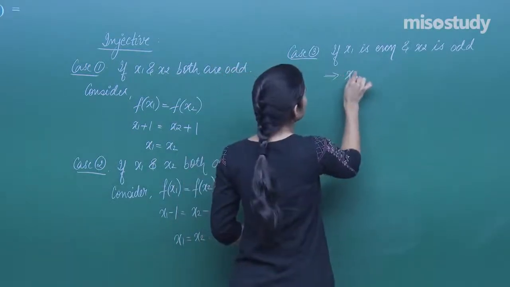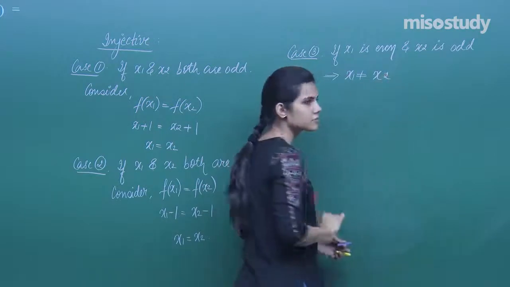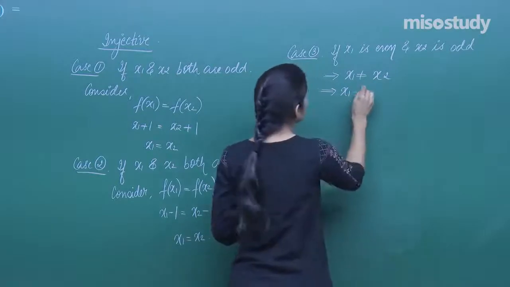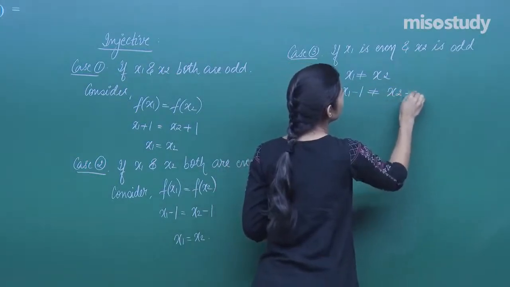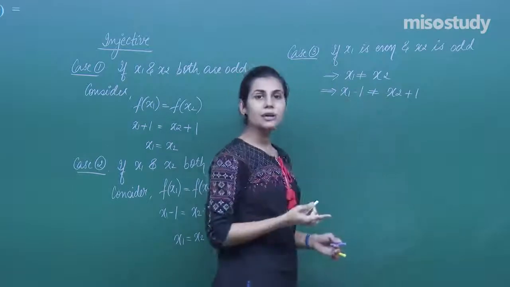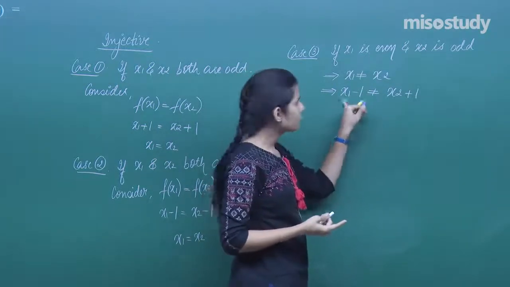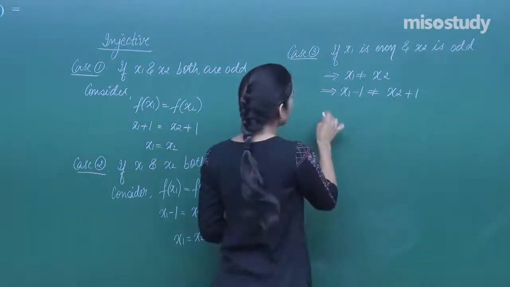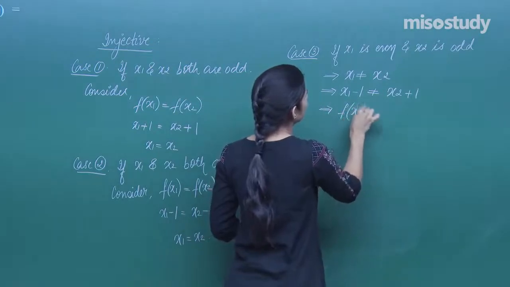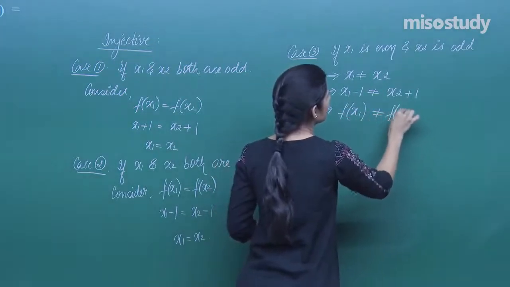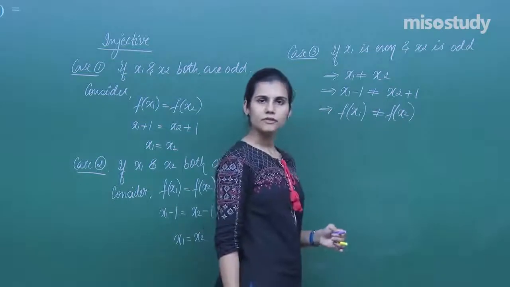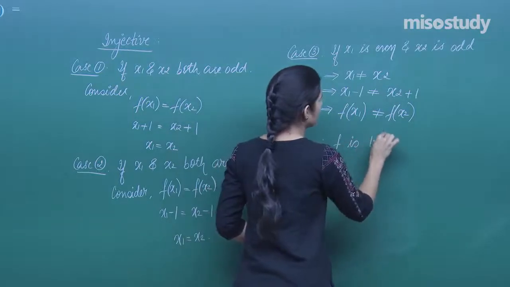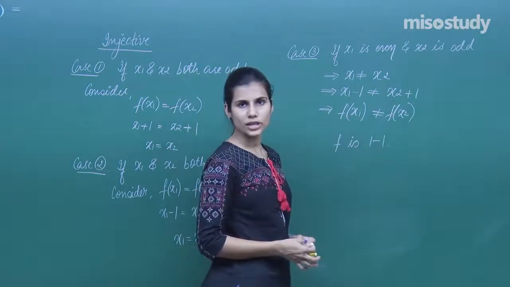This implies x1 is not equal to x2, which further implies x1 is even, which further implies x1 minus 1 is not equal to x2 plus 1. If x1 and x2 are two unequal natural numbers and from this you are removing 1, from this you are adding 1, can you get same numbers? Of course you cannot. This implies f of x1 is not equal to f of x2. Fine. So therefore you can see in all the three cases f is coming out to be 1, 1 and hence f is injective.